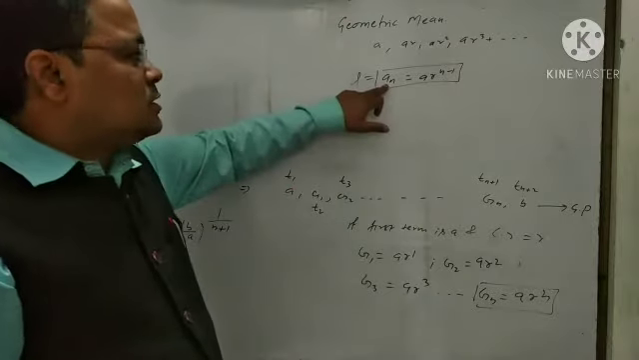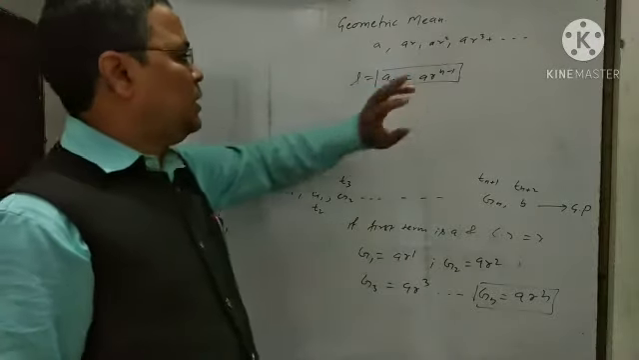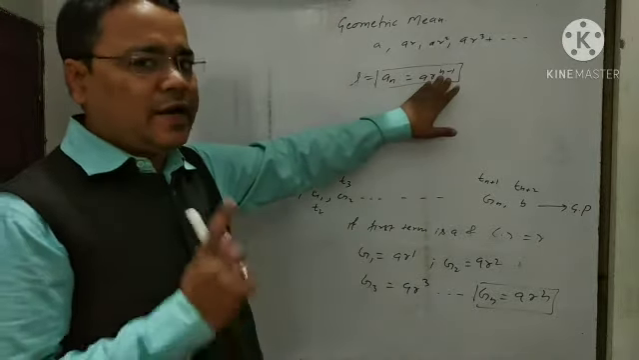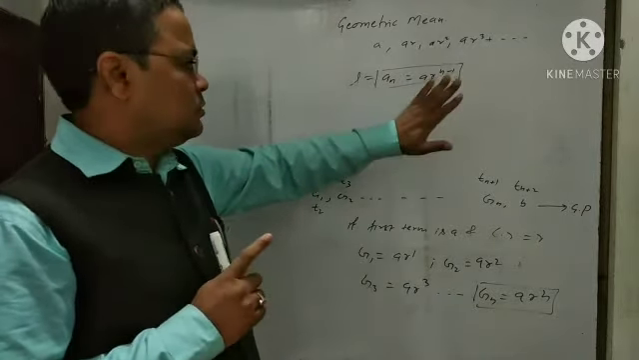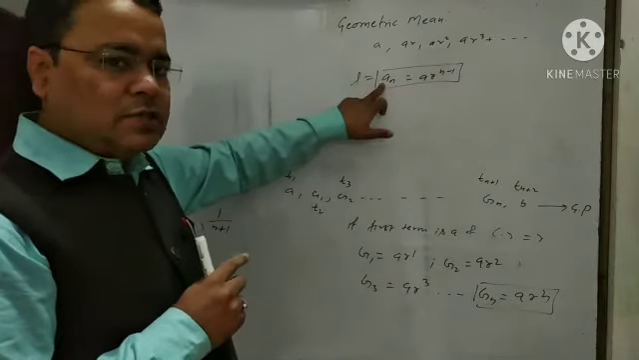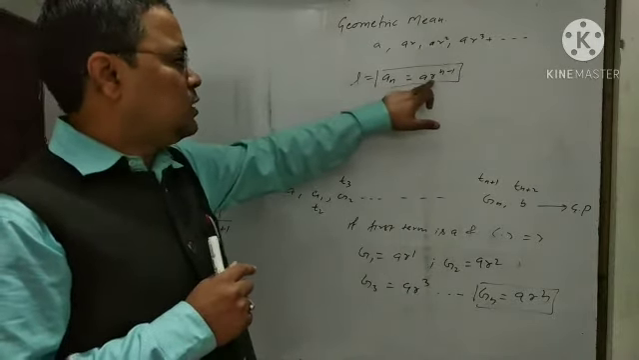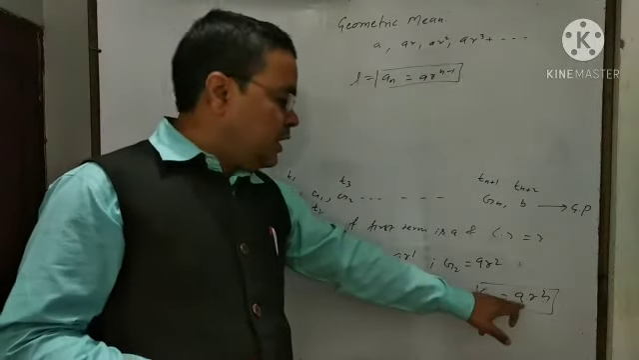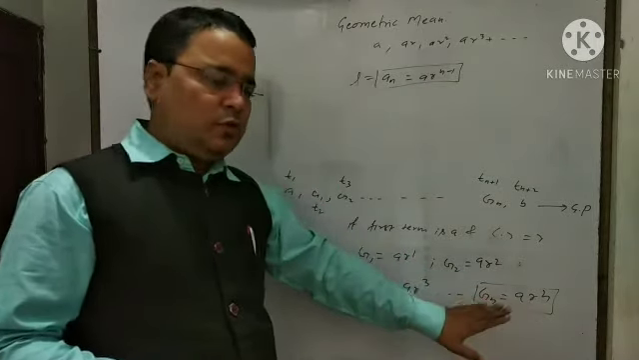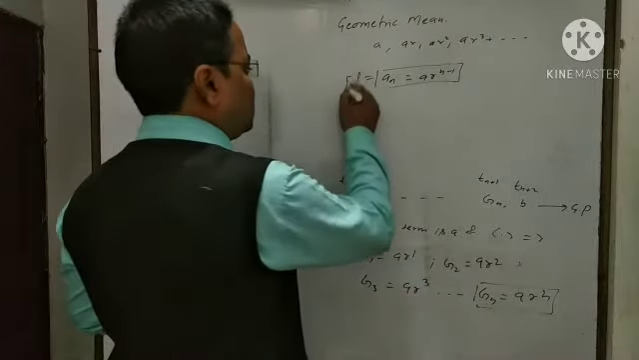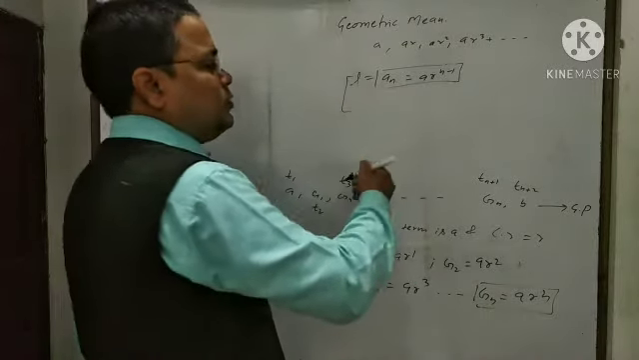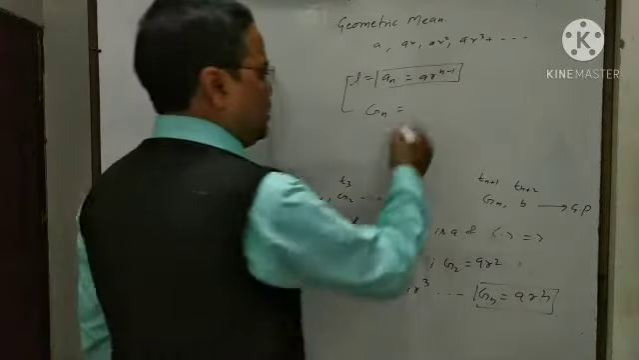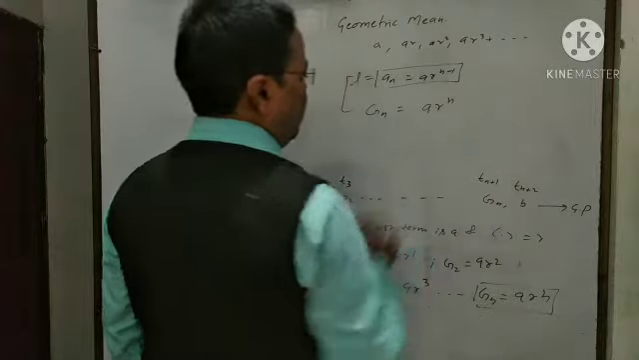Remember, the last term in a geometric progression, the last term or nth term, we get a r to the power n minus 1. Be very confident. Here the last term or nth term is equal to a r to the power n minus 1, and here the nth geometric mean is a r to the power n. You have to remember it. Last term is a r to the power n minus 1, and the nth geometric mean is a r to the power n.